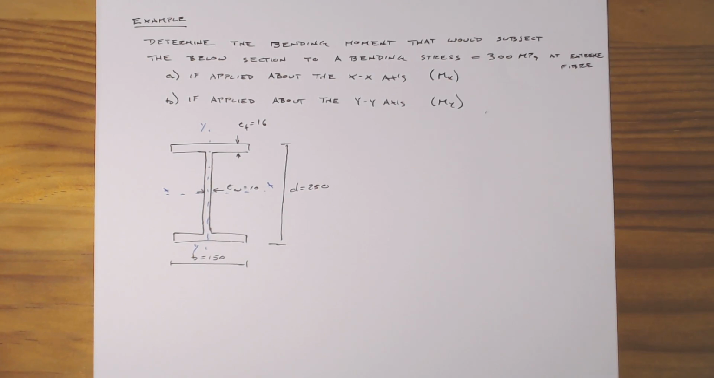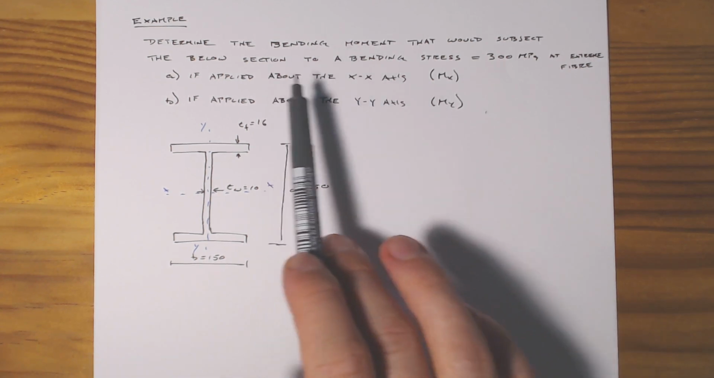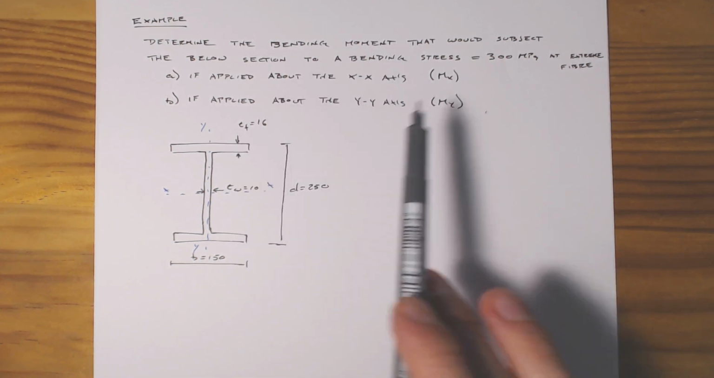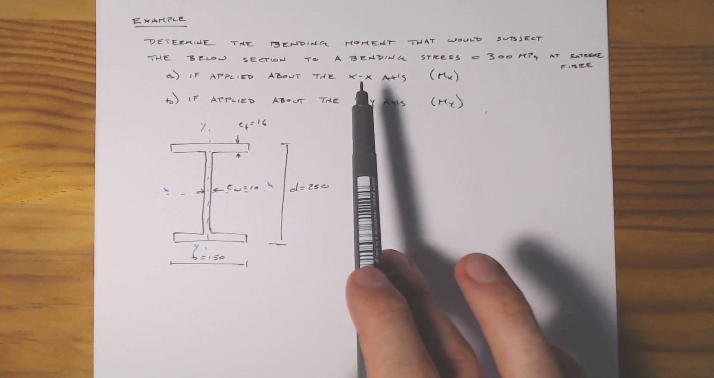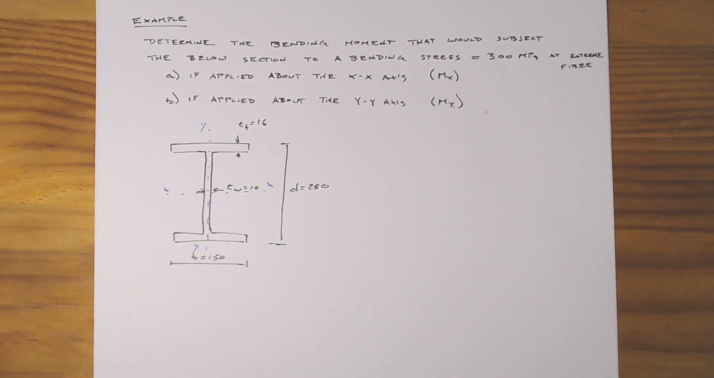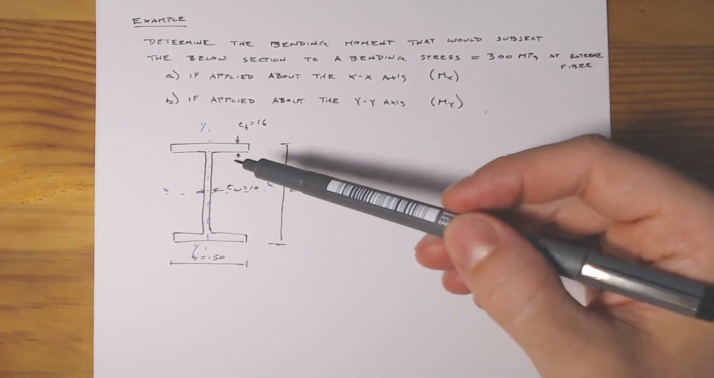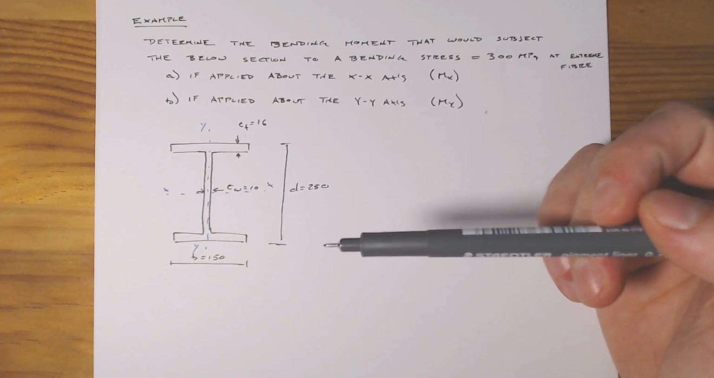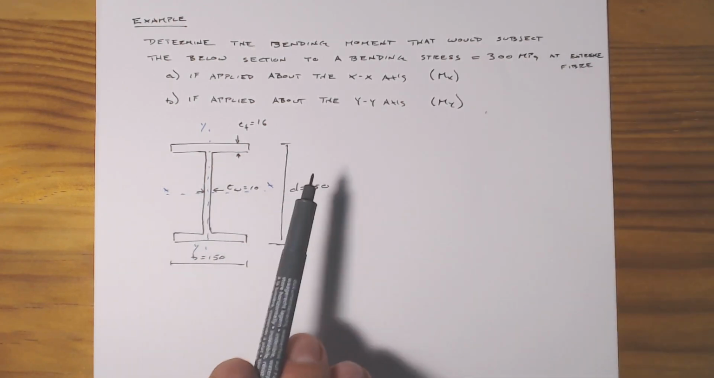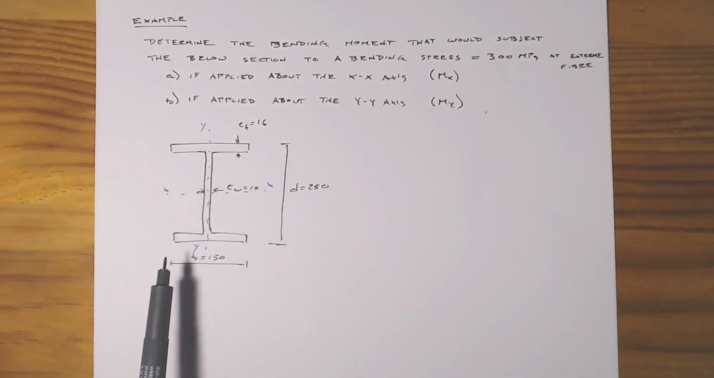In this video, we will continue our exploration of determining what the bending stress is for a given applied moment for a particular cross-section. What this question is asking us is what bending moment applied about either the x or the y axis would generate a bending stress of 300 MPa at the extreme fiber. If we're bending about the xx axis, the extreme fibers will be the top and the bottom of the cross-section. And if we're bending about the YY axis, the extreme fibers will be these edges of the flanges.